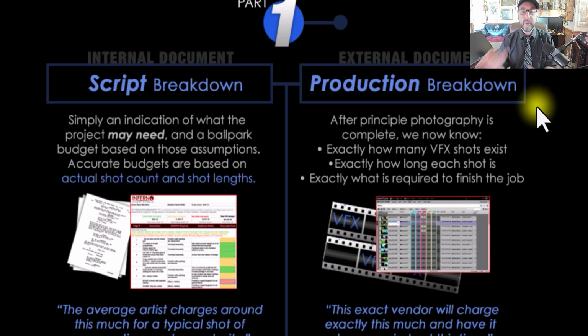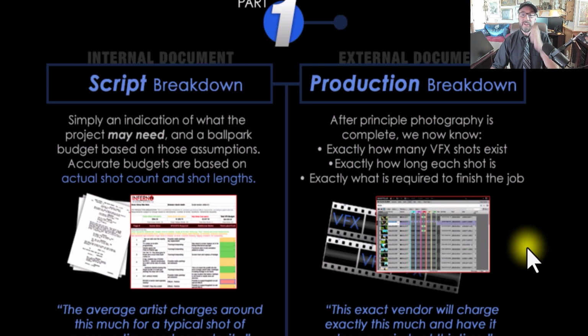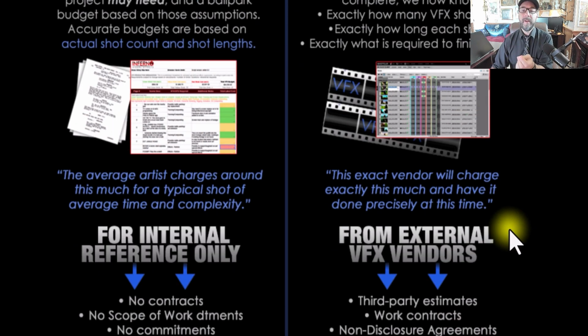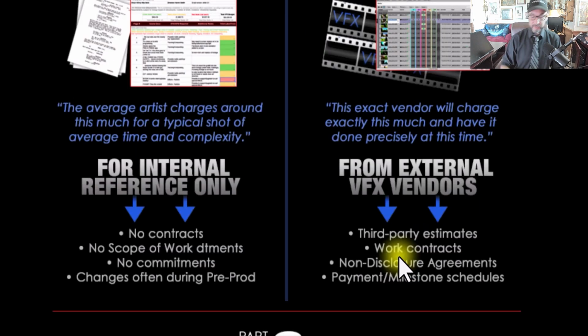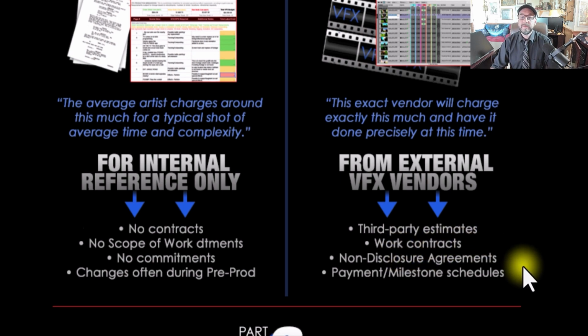The production breakdown is where the tires meet the road. This is after principal photography is complete. We know exactly how many VFX shots exist because the editor gave them to us. We know how long each shot is. We know what is required to finish each one. So this is a lot more accurate. This exact vendor will charge exactly this much and have it done precisely at this time. That could come from external VFX vendors, or it could come from your company.